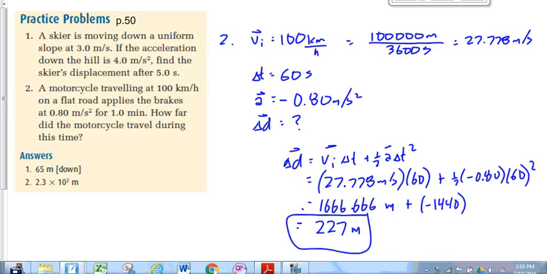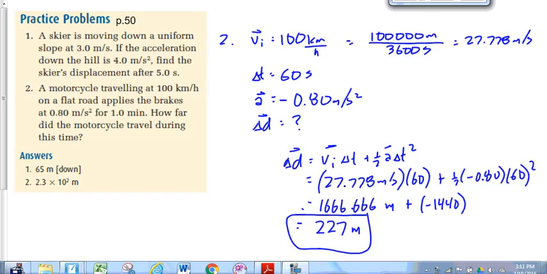Okay? Big key there was the negative acceleration, right? They're not going to tell us that, right? They're not going to write that down. The acceleration is negative 0.8. They expect us to recognize that when it's slowing down, it's got to be a negative value.